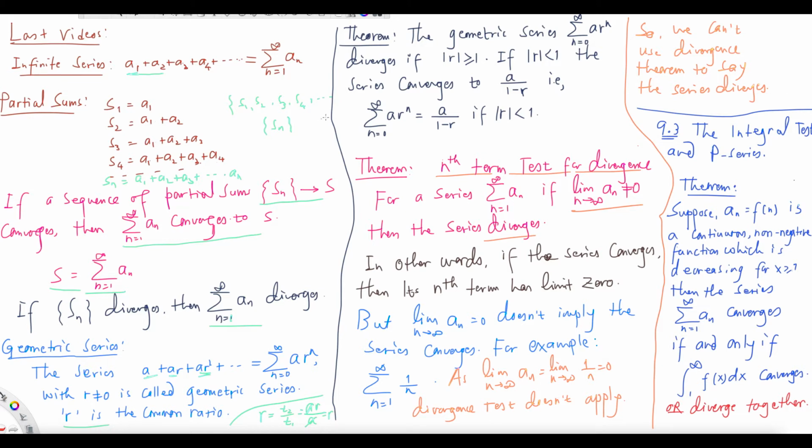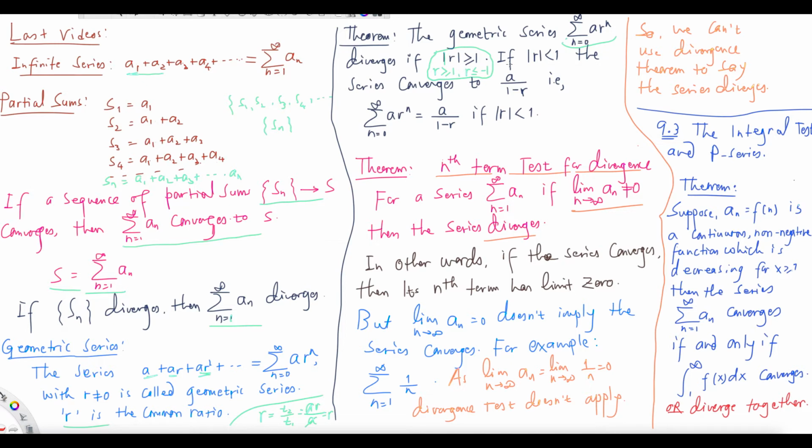Now, there is a theorem related to the geometric series. The geometric series, the sum from n equals 0 to infinity of AR^n, diverges if the absolute value of R is greater than or equal to 1. What does that mean? It means R is greater than or equal to 1, or R is less than or equal to -1. So the geometric series diverges if the common ratio is either bigger than 1 or smaller than -1. If the common ratio is outside the -1 to +1 interval, then the series diverges.